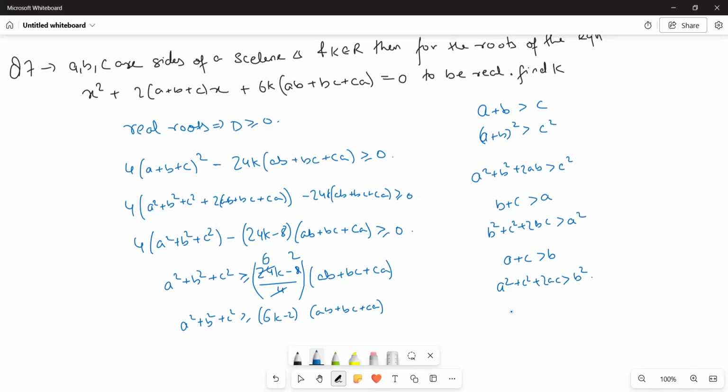So if we add up all of this, that will give us A square, A square, B square, B square, C square, A square, B square, and here A square, B square one cancels. So A square plus B square plus C square plus twice of AB plus BC plus CA is greater than 0.